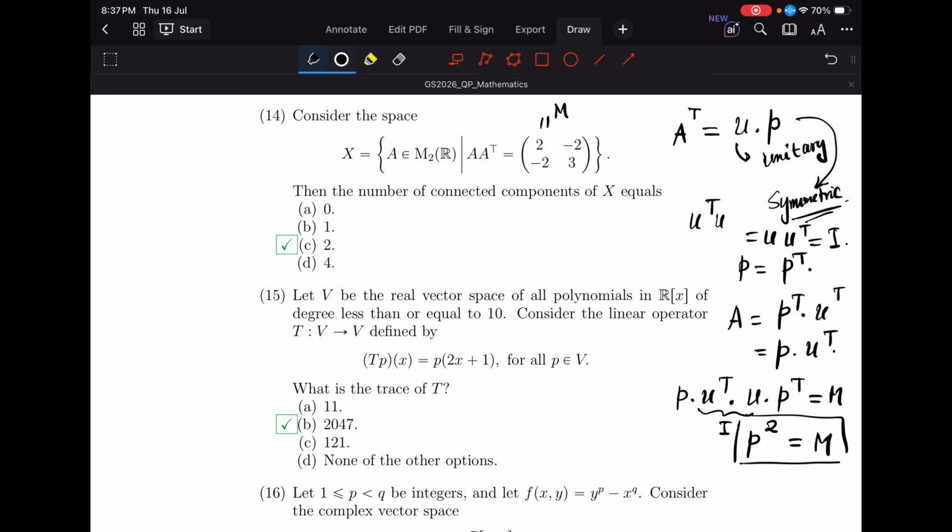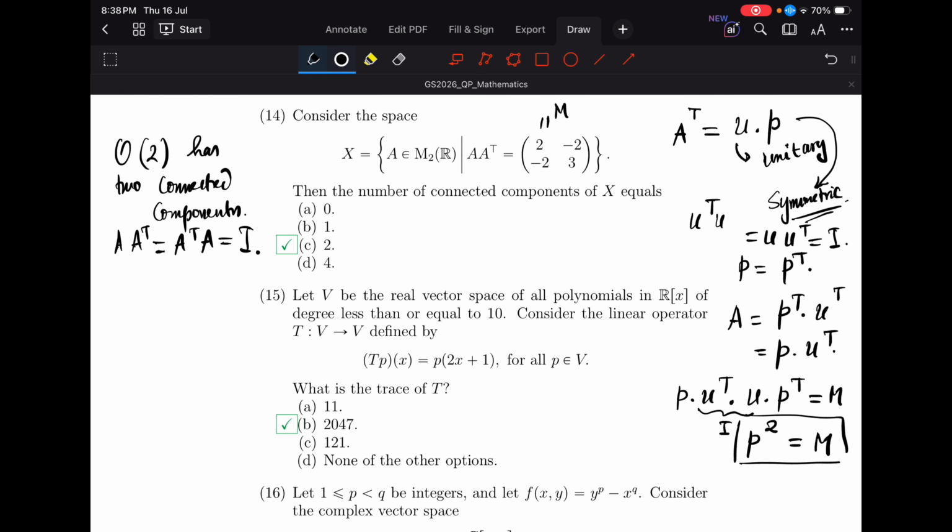Okay. So now we know the set O2 has two connected components. The O2 consists of all matrices A such that A times A transpose equal to A transpose times A equal to identity.